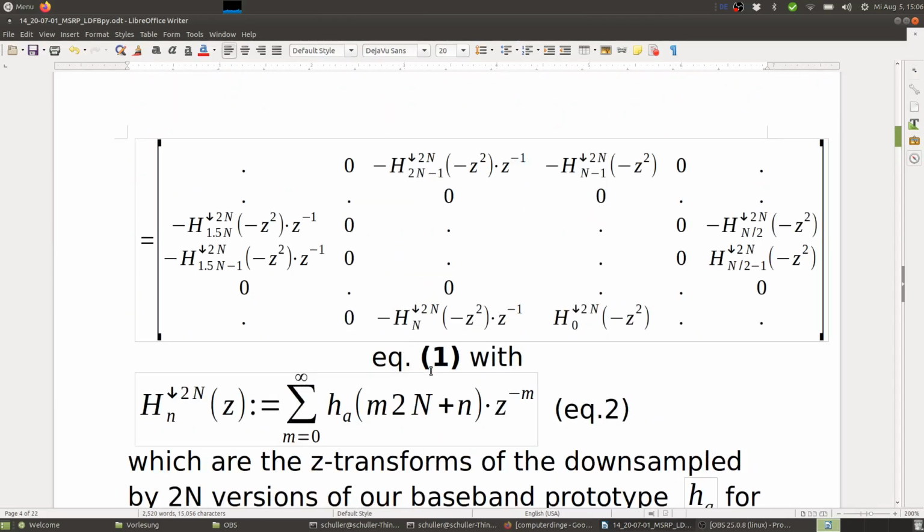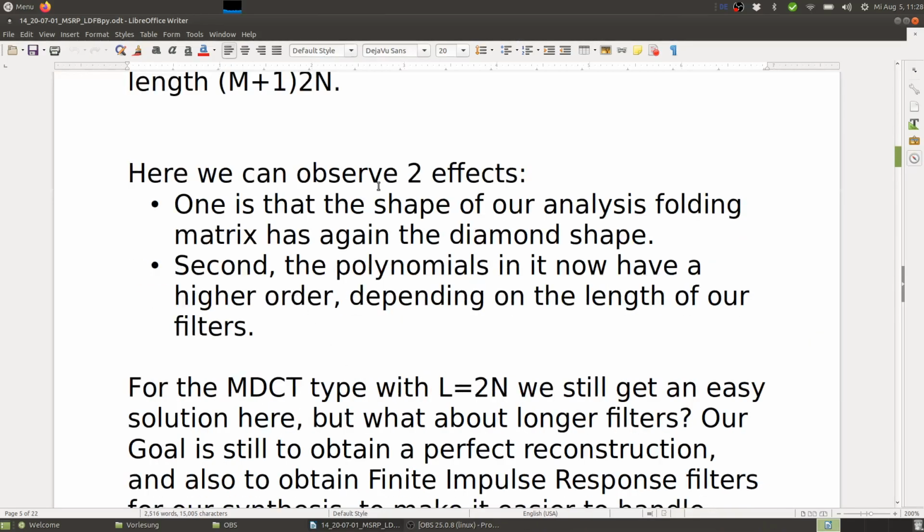So when we look at equation 1 here, we can see we have polynomials in it, and since this processes the blocks one after the other, when we have an additional degree here, it means we accommodate one more block of the impulse response in it. And that means we have a block of length capital N samples more length in the impulse response. So here we can observe two effects. One is that the shape of our analysis folding matrix has again this diamond shape that we already know. Second, the polynomials in it now have a higher order depending on the length of our filters.